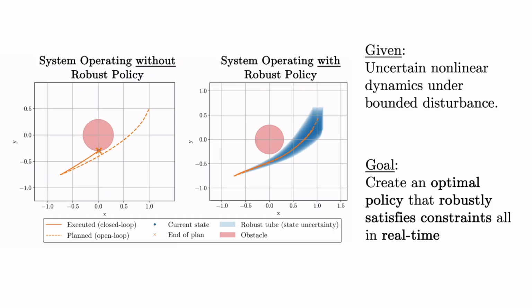On the left, the system operates without a robust policy. As disturbances propagate, the system drifts away from its nominal trajectory and ultimately fails. On the right, we apply a robust policy that explicitly accounts for these disturbances, allowing the system to remain safe.